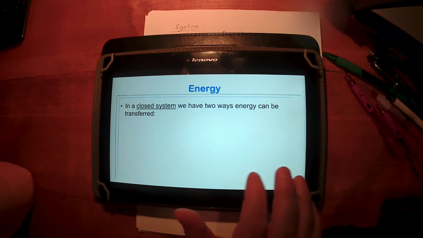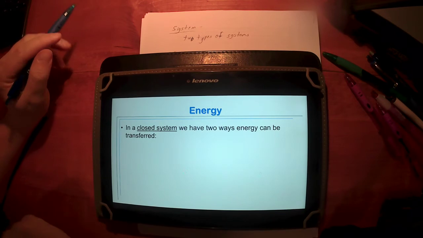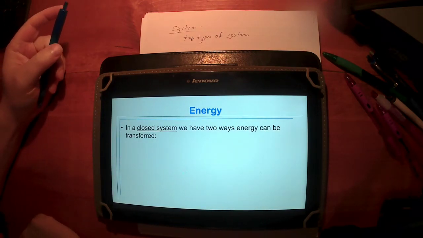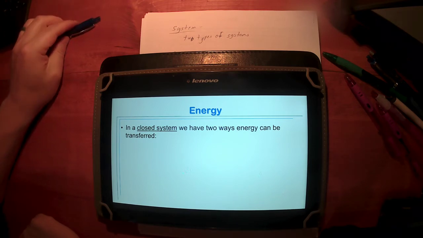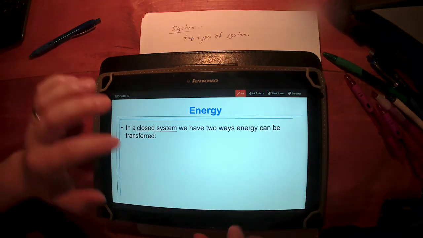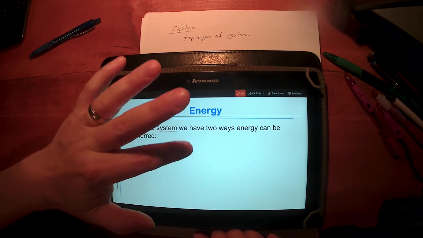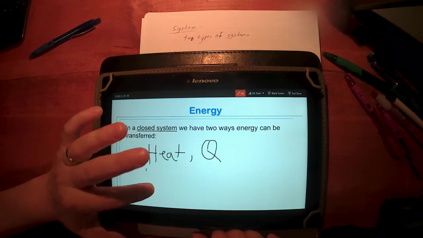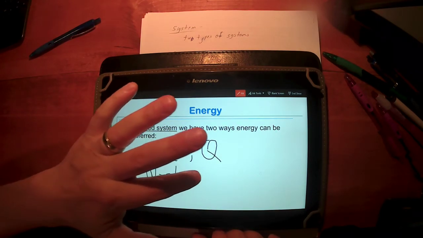So, in a closed system, and I've already asked you, hey, what are types of system? Well, here's a giveaway, one type of system. And hopefully you already know why a closed system is a closed system. So if it's a closed system, there's only two ways energy can be transferred to or from that system, and that comes in two forms. That's in the form of heat, which we represent with the letter Q, and work, represented as the letter W.